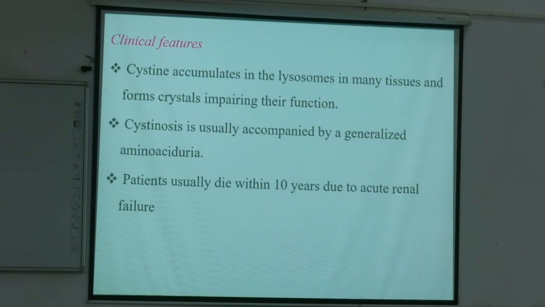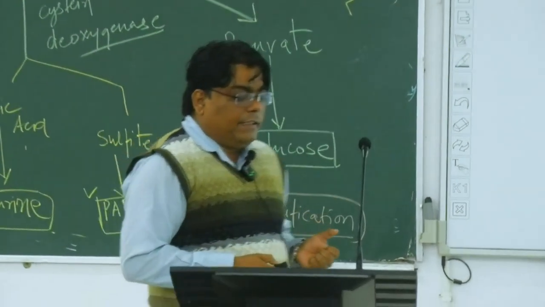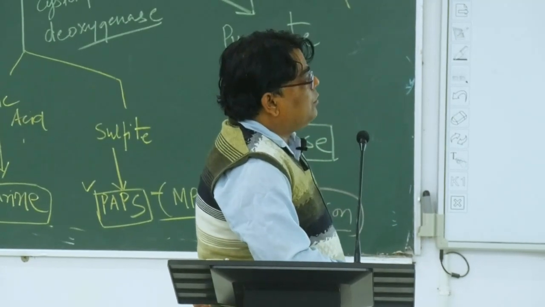Cystinuria, cystinosis. Okay. Now, last one, homocystinuria. It is very important. In homocystinuria, the level of homocysteine increases in the blood, and it is excreted in the urine also.